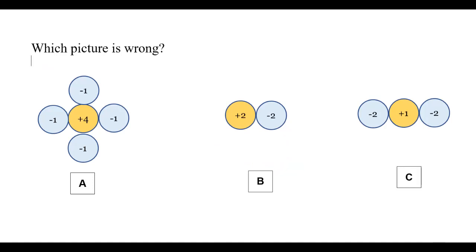Here's the first question for you. Which picture is wrong? So these are ionic bonding pictures. Take a look. Is it A, B, or C?